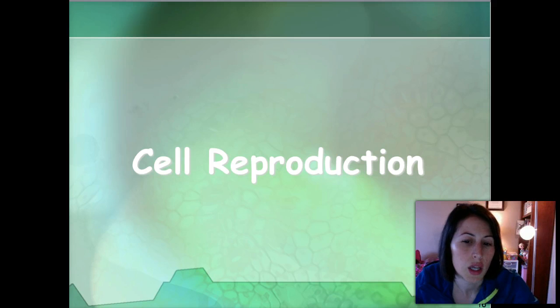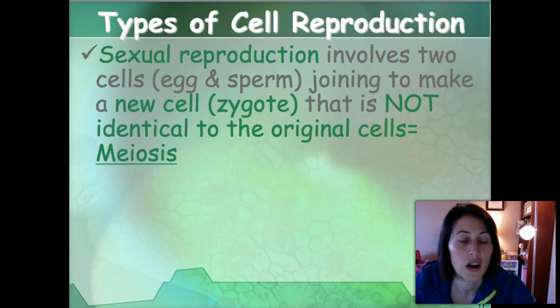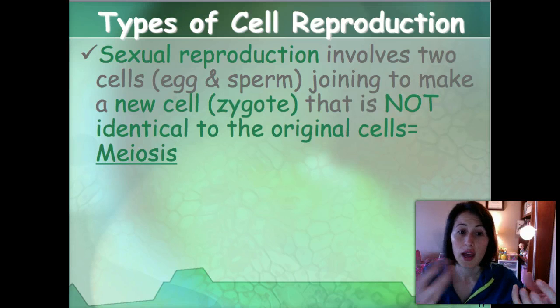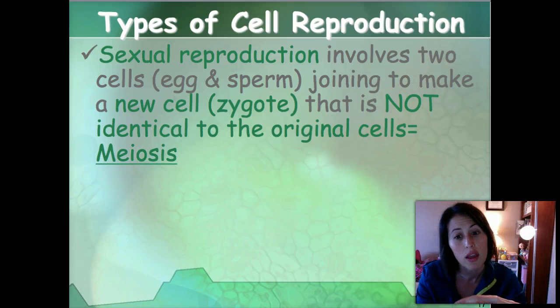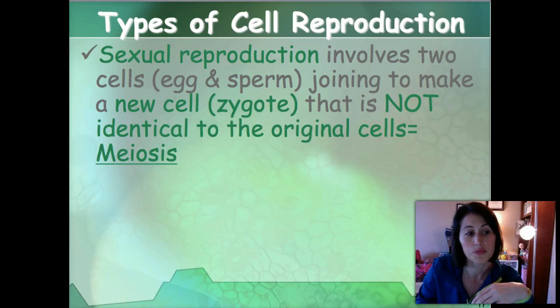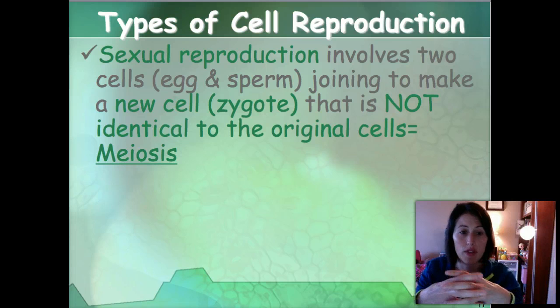All right, so let's talk about cell reproduction just a little bit. There are a couple different types of cell reproduction. Sexual reproduction is when a sperm cell and an egg cell, so 2 gamete cells, come together, they fuse together to make a new cell, which is called a zygote. This is not going to be identical to the original cells, okay? So this process is called meiosis, when those gamete cells are being formed.